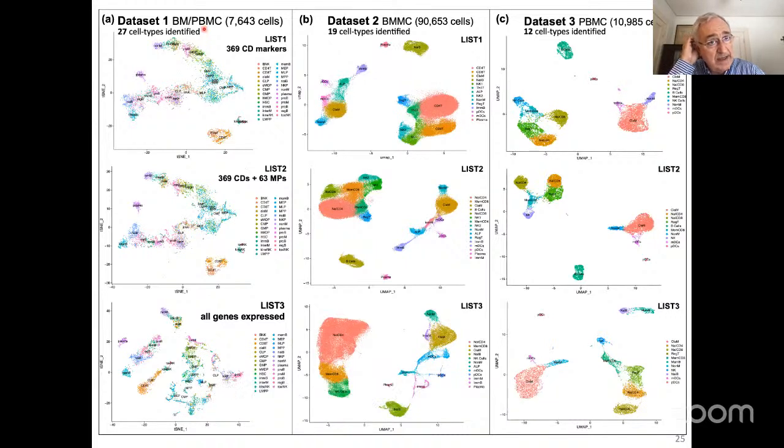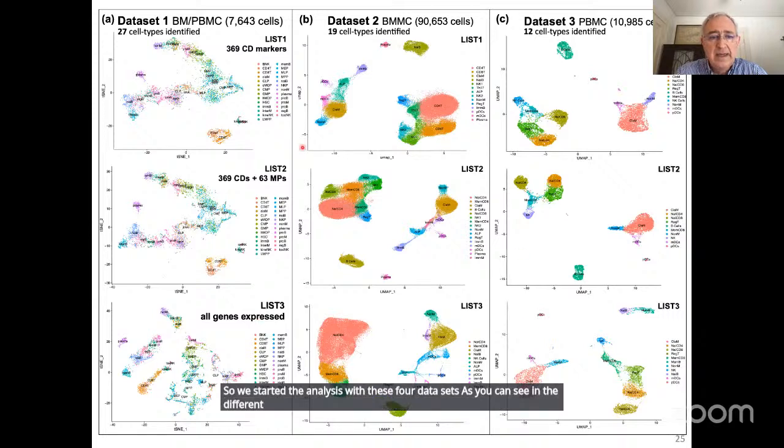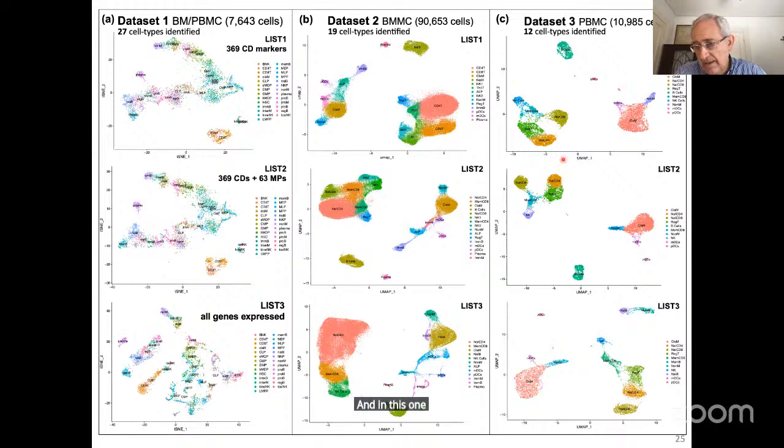So we started the analysis with these 4 data sets. As you can see in the different data sets, we have, for example, in this one, 27 cell types identified, in this one 19, and in this one, I think it's the one that is 7. Okay? So why is that? Because it's the way you prepare the analysis, no?